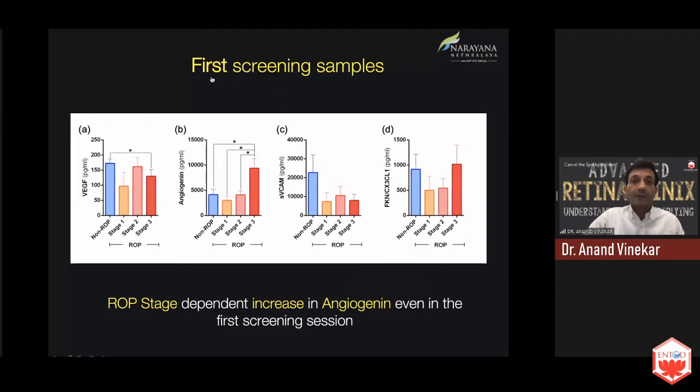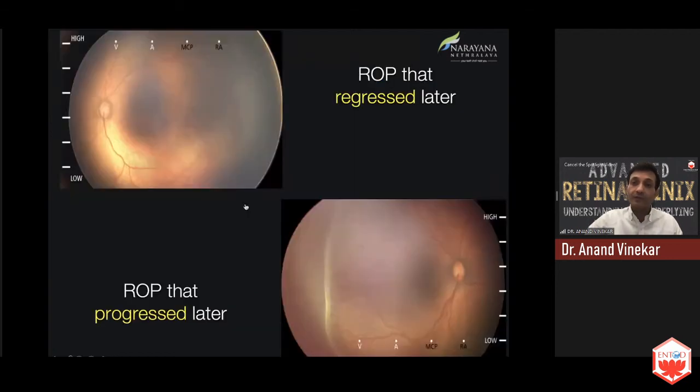Now, again, I'm going to mention here that with the first screening sample, angiogenin, that molecule, was higher as the stage increased. Which means stage 3 had higher angiogenin than stage 1 and 2. We did not know which of these babies were going to develop which stage, but there was the marker right there. As I mentioned, we had subclassified babies who were regressing, and this, of course, had to depend on their second or third visit, as against babies who had progressed.